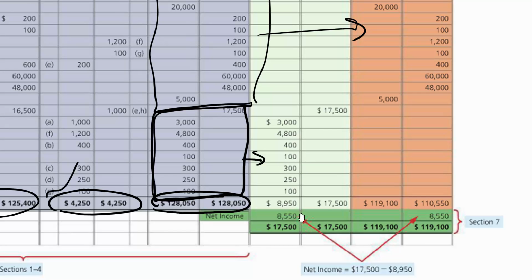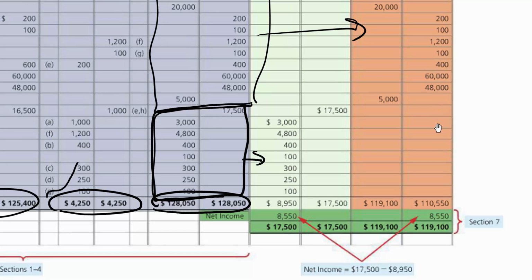Now, what I want to point out here is that the debits do not equal the credits, and I wouldn't expect them to. Because the total of the credit column is my total revenue, and the total of the debit column is my total expenses. So the difference, my revenue minus expenses, is my net income. And so that goes right here. And once I fill that in, now my debits equal my credits. So over here, these two have to equal.